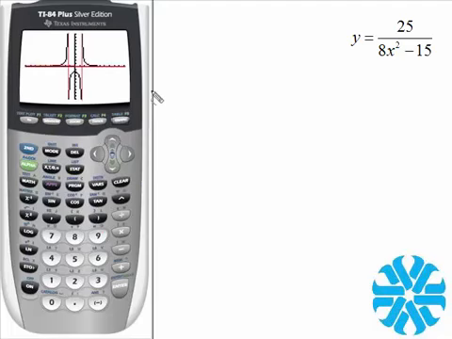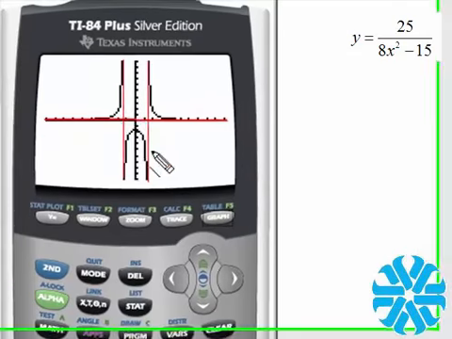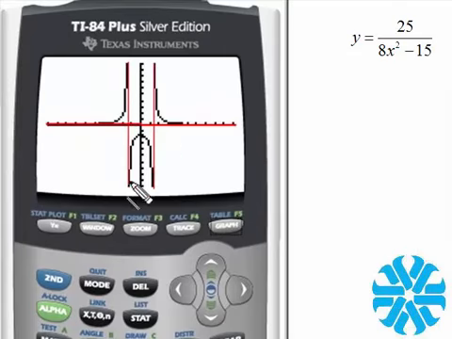You can see now that we have our two vertical asymptotes, one here and one here. So the equation of this vertical asymptote is approximately x equals 1.4, and the equation of this vertical asymptote is x equals approximately negative 1.4. And this horizontal asymptote is actually the x-axis, and the equation of that line is y equals 0. So let's just go ahead and analyze this graph quickly.